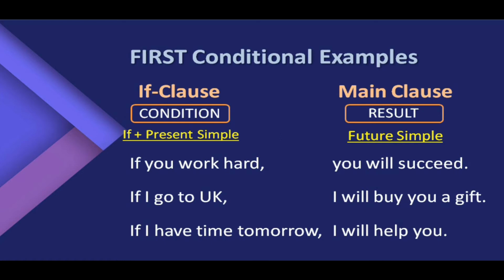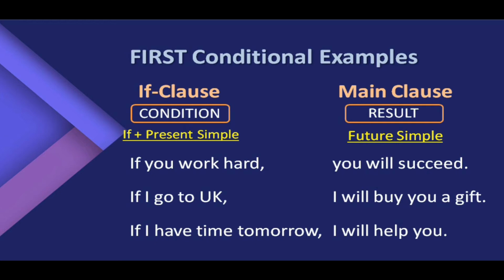Second sentence, if I go to UK, I will buy you a gift. Here the condition is if I go to UK. The result is then I will buy you a gift. It means the gift will be bought after going to UK. This is the condition. The condition is going to UK.